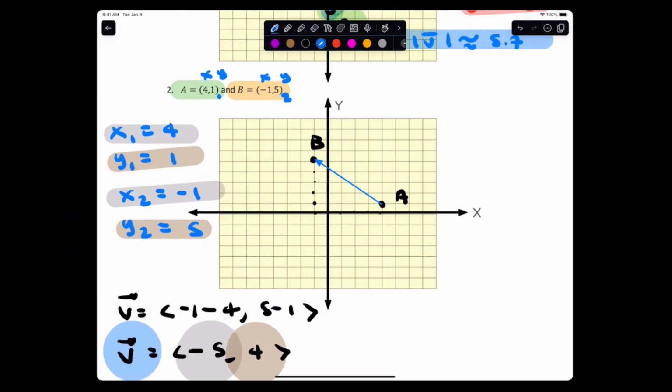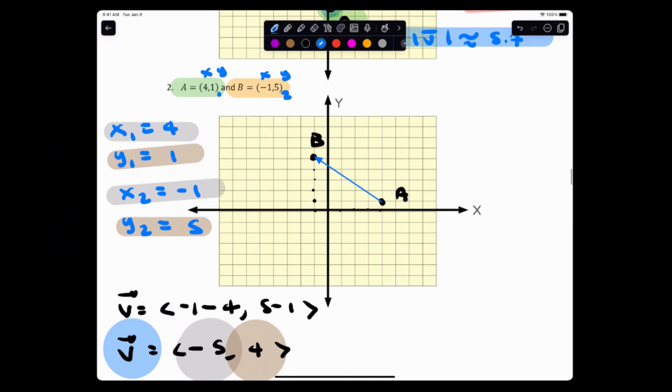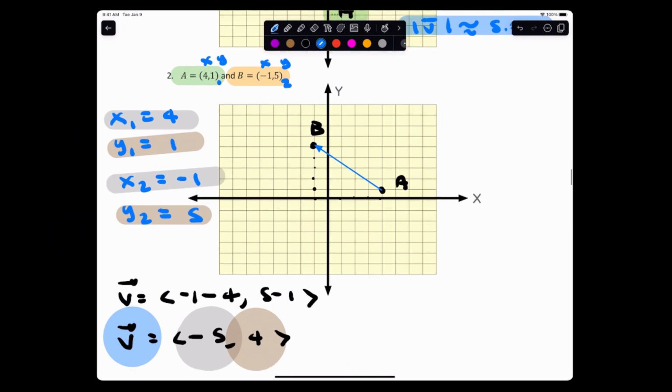Now notice that's kind of pointing to quadrant 2, isn't it? We're going to have to go through some details here, ladies and gentlemen. We have to be careful here, okay? So this is a pretty good example of the component form of your vectors.